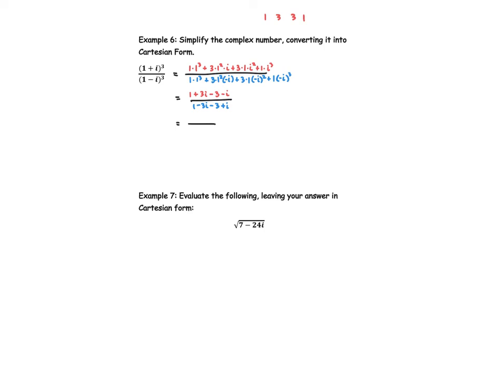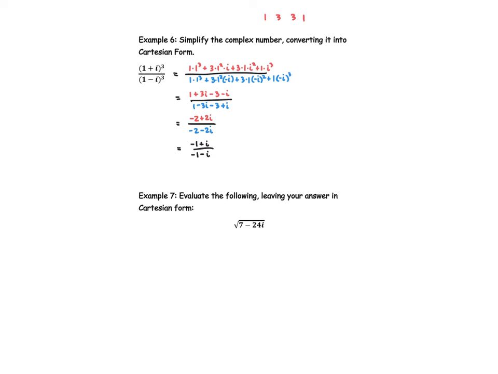So numerator will be, looks like, negative 2 plus 2i. And in the denominator, we will get negative 2, and it looks like a minus 2i. All right, looks like we have a little bit more work to do, but I can reduce this. This will be negative 1 plus i over negative 1 minus i. Okay, so it looks like we have conjugates, and this will be interesting.